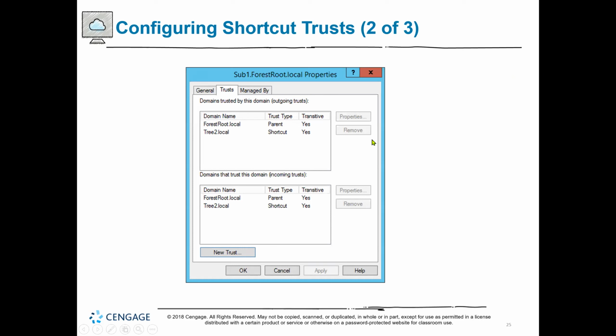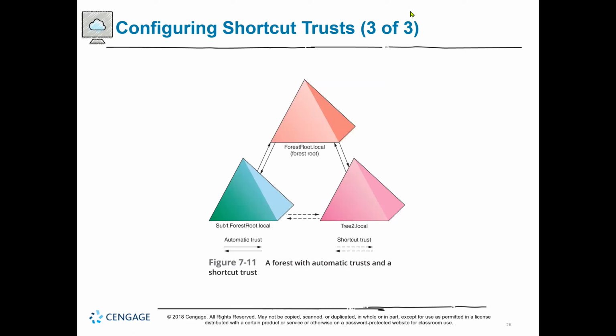So here's your example, and you see your domain names. And then you can click on New Trust and walk through. And here is an example of a forest root local sub1 forest. This is just an example of a forest with automatic trusts and a shortcut trust. And if you look down here, the little dashed lines are showing the shortcut trust.